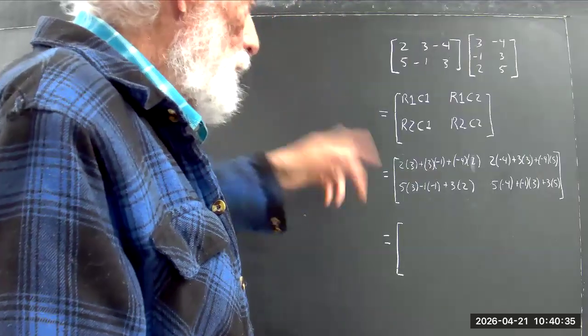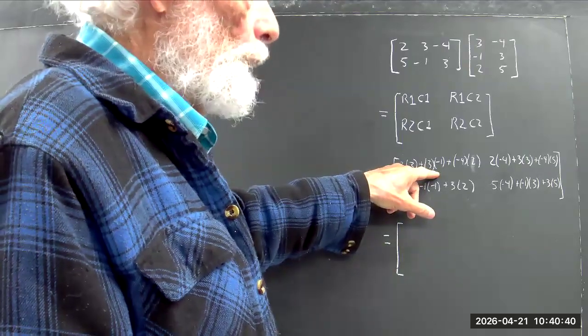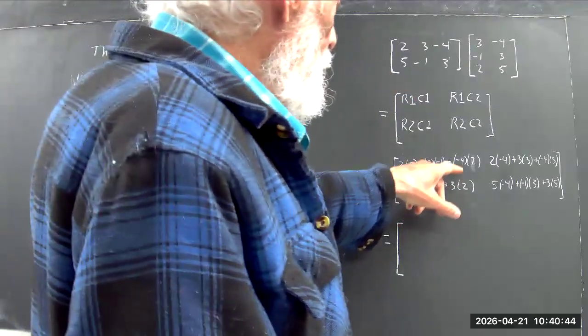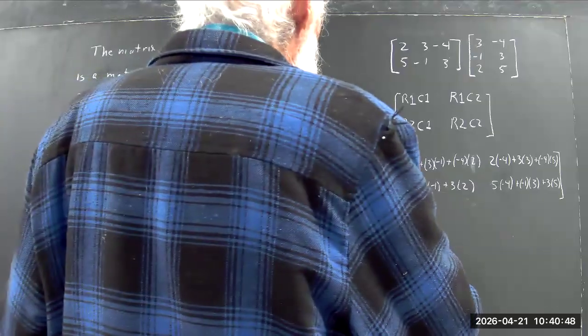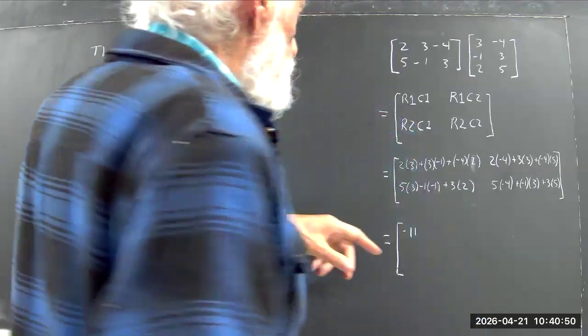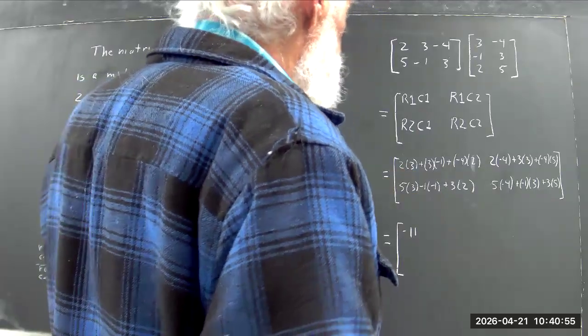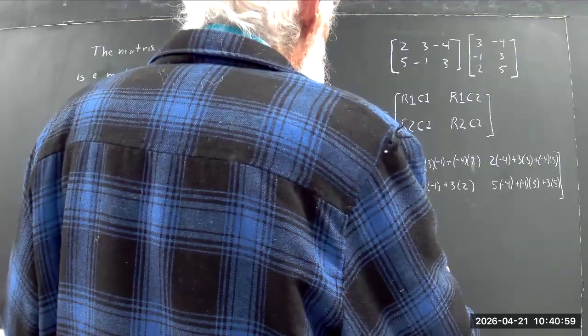Okay. Now I do the multiplications. 2 times 3 is 6. 3 times -1 is -3. 6 minus 3 is 3. And then times -8, which gives me -11. 5 times 3 is 15. -1 times -1 is 1. That gives me 16. 3 times 2 is 6. That gives me 22.